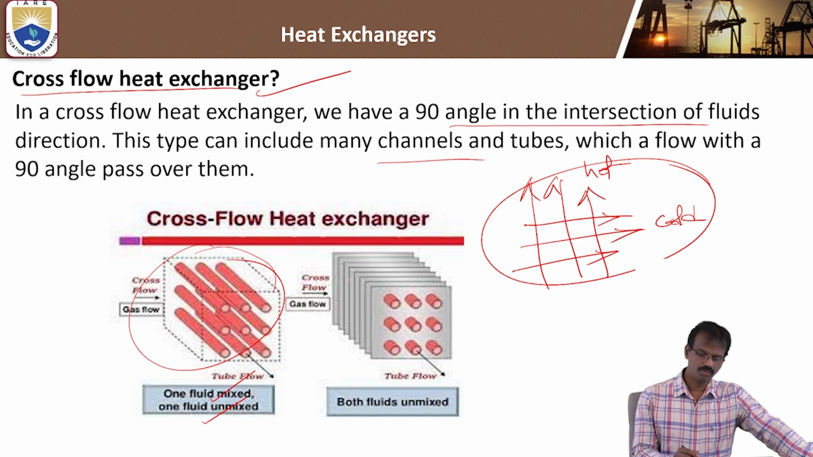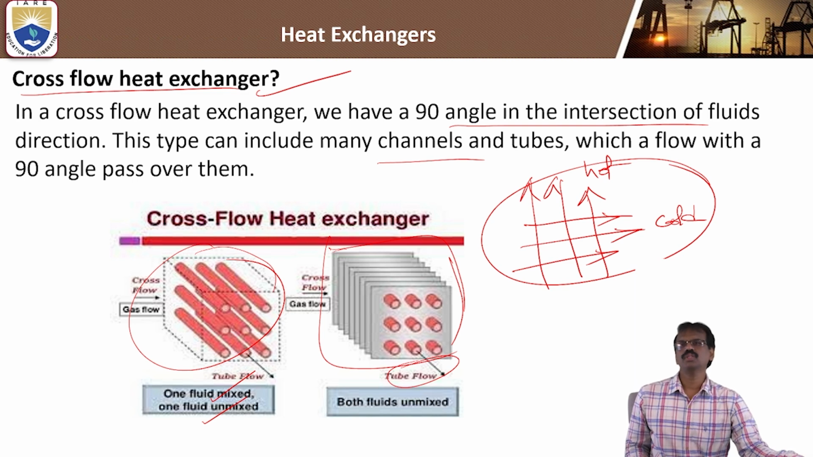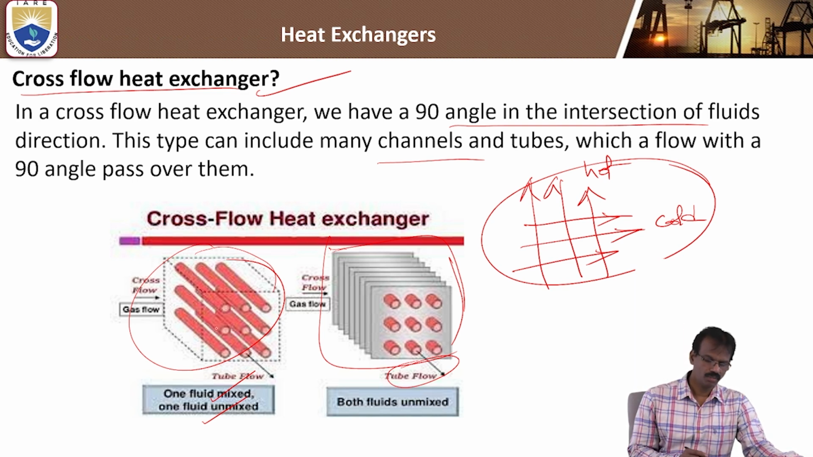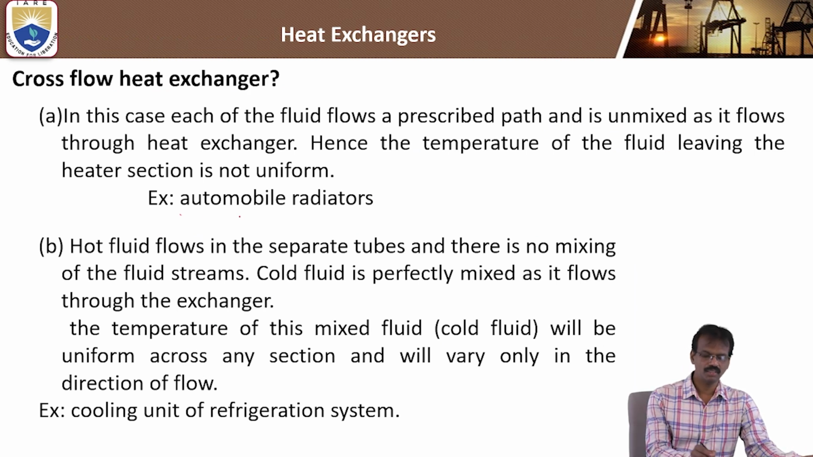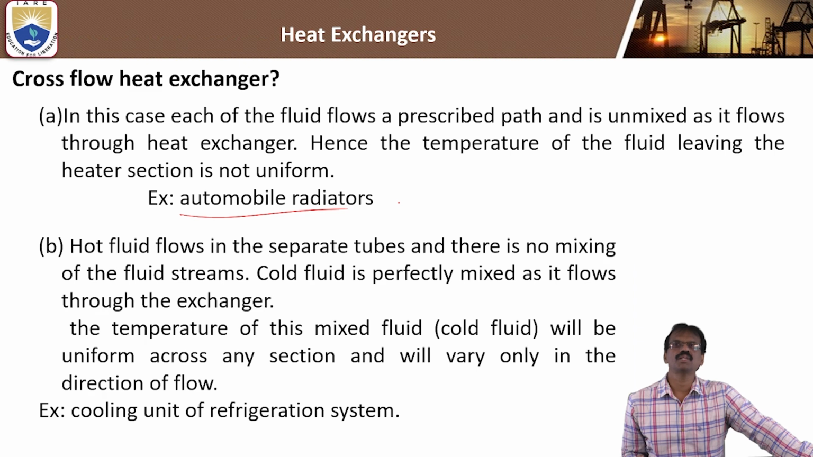There are different cells of the main different sections of cell. So here one fluid enters through tubes, another fluid enters through this cell type construction. Here both the fluids are unmixed. Here one fluid unmixed, another fluid is mixed. So this type of cross flow heat exchangers we can mainly see in automobile radiators.